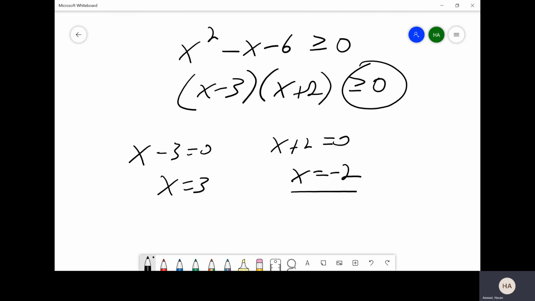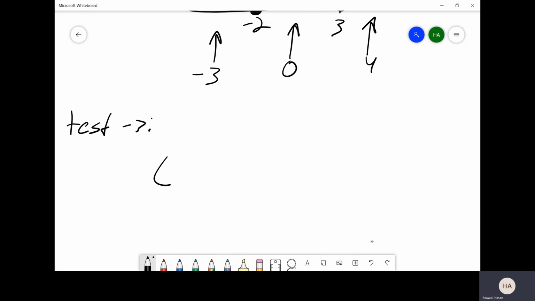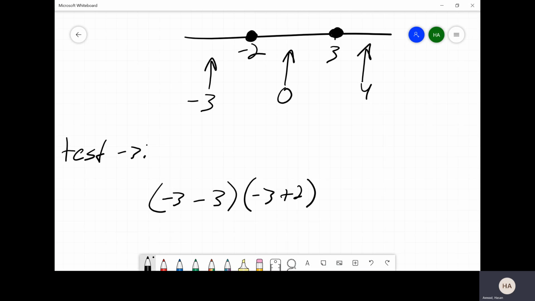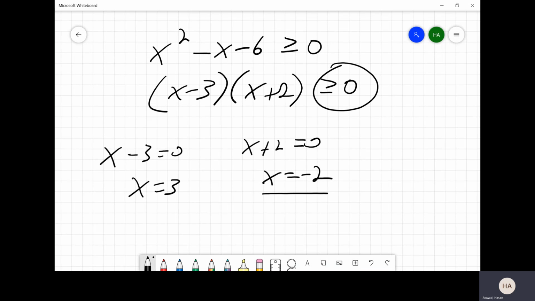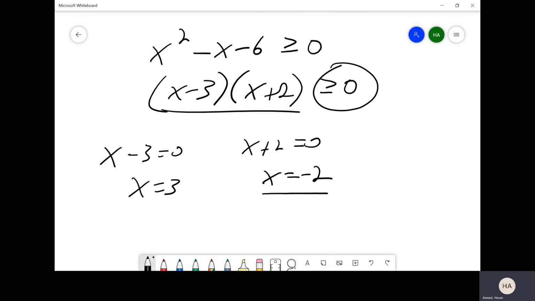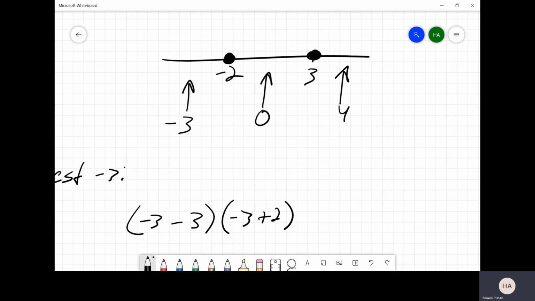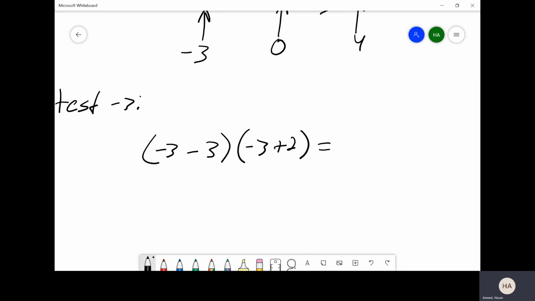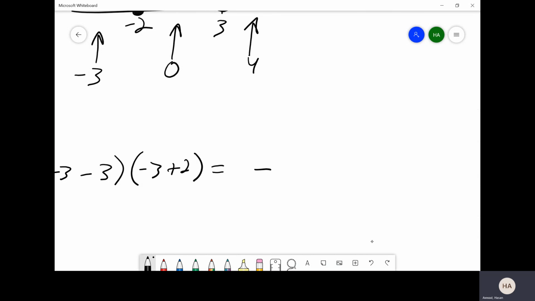So plugging -3 in, we're going to have -3 minus 3 and -3 plus 2, right? And let's see what ends up happening. That's what we had here, x minus 3 and x plus 2. So we're going to have -3 minus 3, which gives us a negative number. -3 plus 2 is also a negative number. And we know that a negative times a negative gives us a positive.